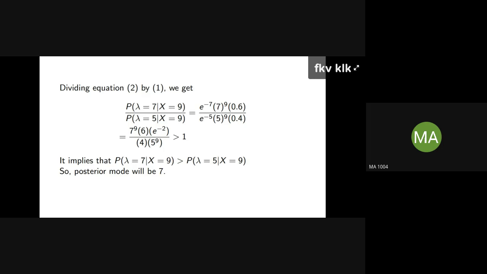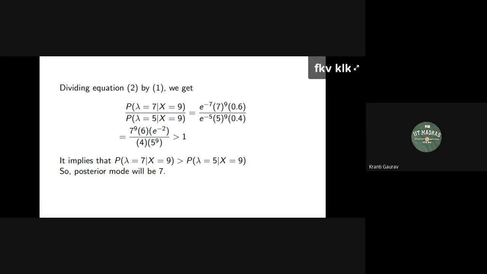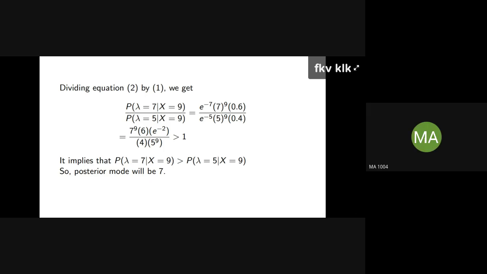It is quite possible because you have other terms too, right? If the prior probability of lambda equal to 5 is 0.6 and lambda equal to 7 is 0.4, then would the posterior mode be 7 or 5? Let me calculate. In the numerator you just put 0.4, so you will have e to the power minus 7 into 7 to the power 9 into 0.4. Yes, so you're getting less than 1.